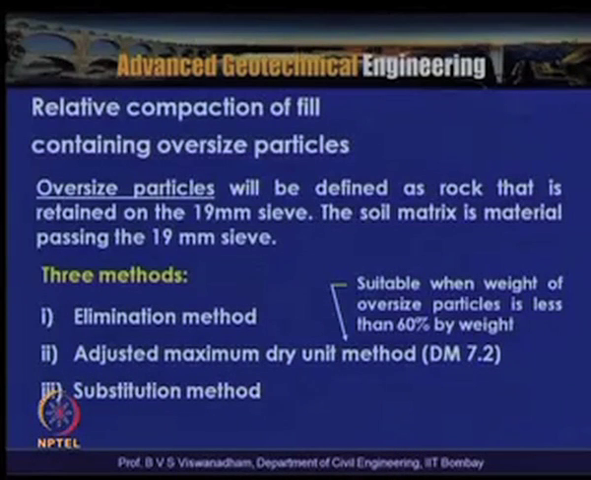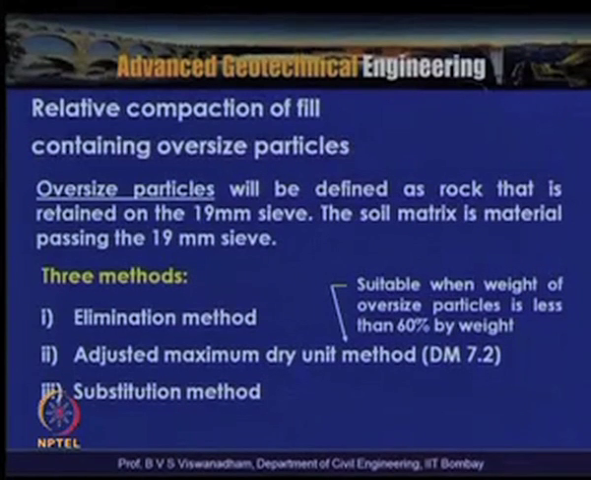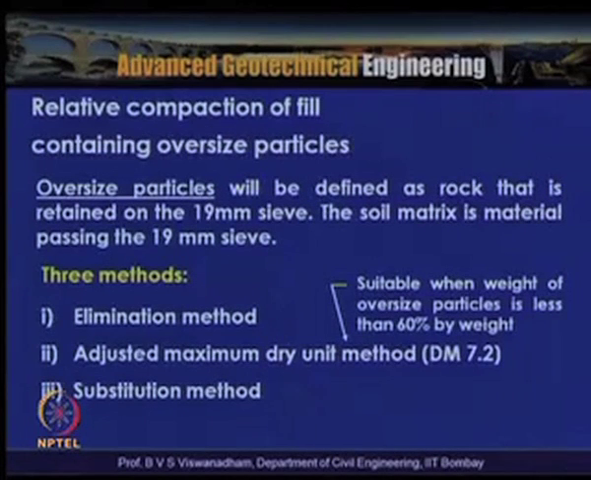In the majority of cases, we have situations where the relative compaction of the fill containing oversized particles comes into the picture. Sometimes this needs to be corrected, otherwise the field densities measured can be misleading. Oversized particles are defined here as the rock that is retained on the 19 mm sieve. The soil matrix is the material passing the 19 mm sieve. The fraction retained on the 19 mm sieve is called the fraction of the oversized particles.